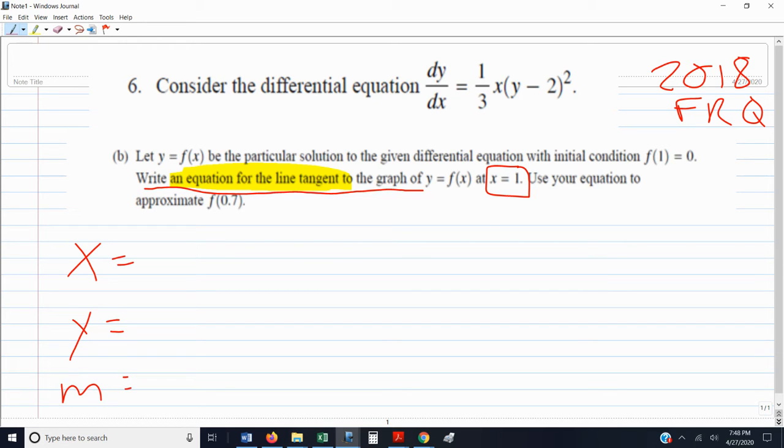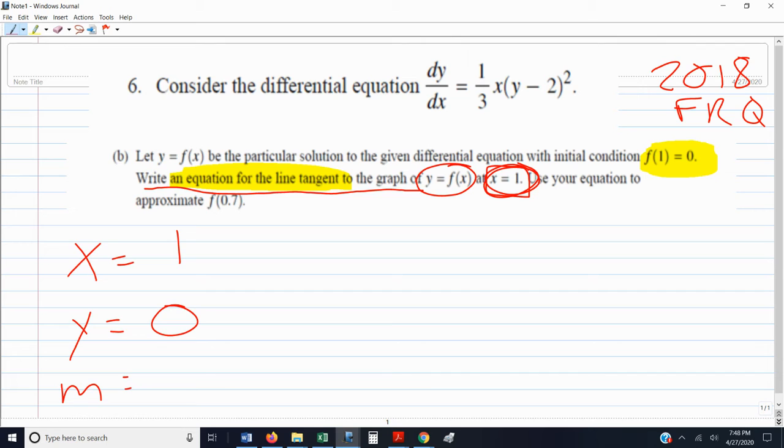We're writing an equation for the line tangent to the graph of y equals f of x. So the x value they give you is x equals 1. What is the y value of the f of x function when x is equal to 1? What is the y value? So that is given here, that when x is 1, the y value or the output is 0.